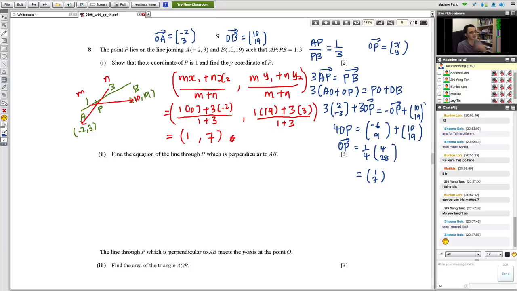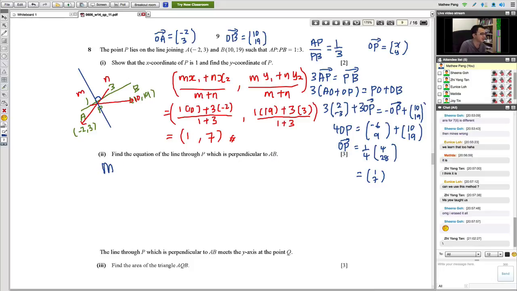Okay, let's move on to the second part. Find the equation of the line through P which is perpendicular to AB. Alright, so you have to find the perpendicular bisector, basically. So you have a line. Let me draw a line for you and change to some color, maybe blue. So the line is passing through P, which we already have the P coordinate, and it forms 90 degrees to AB. Because the question says perpendicular to AB.